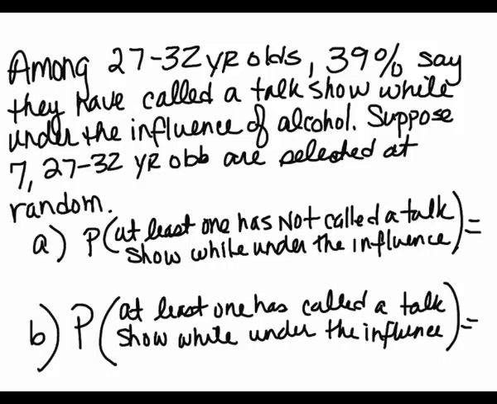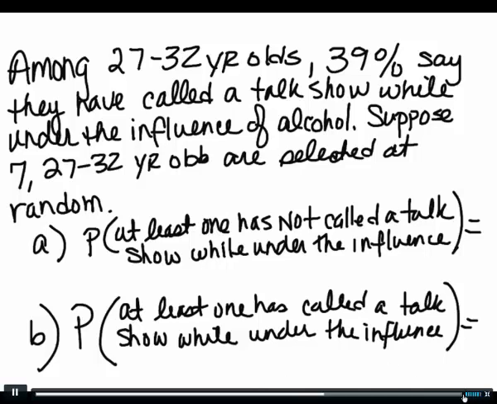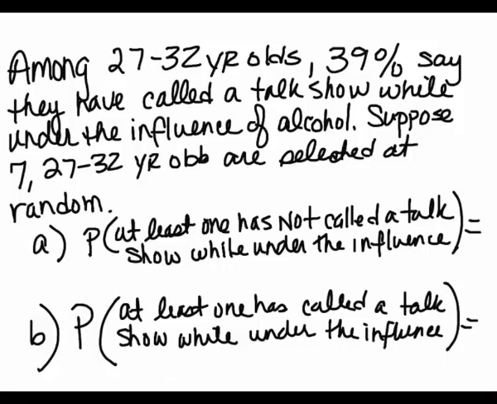Okay, let's read through this problem, and then I want you to go ahead and pause it so you can make sure you have it down in your notes, and then I'm going to erase this and we'll try to work it out. Among 27 to 32-year-olds, 39% say they have called a talk show while under the influence of alcohol. Suppose 7 27 to 32-year-olds are selected at random. What's the probability that at least one of them has not called a talk show while under the influence of alcohol?